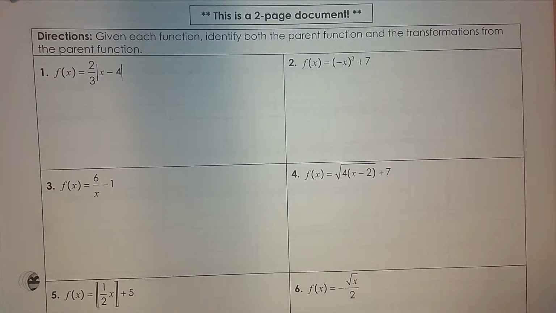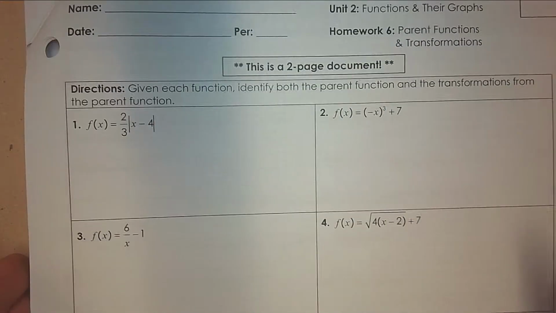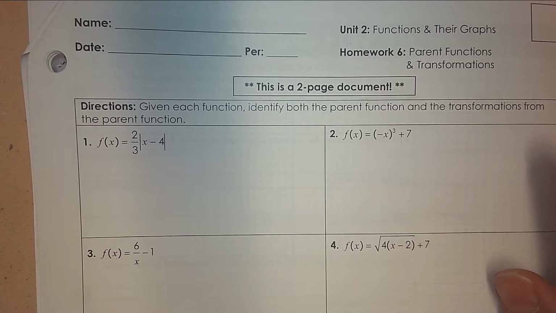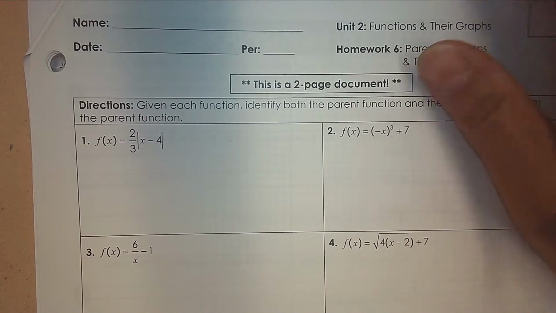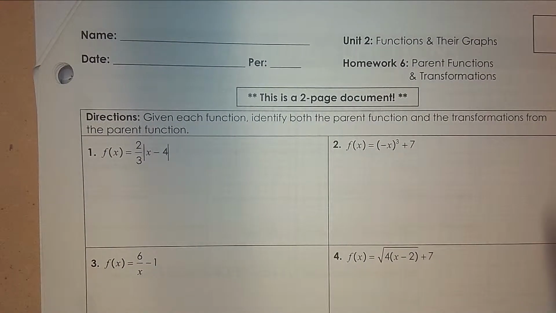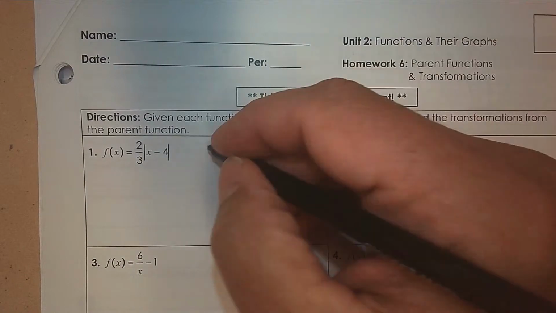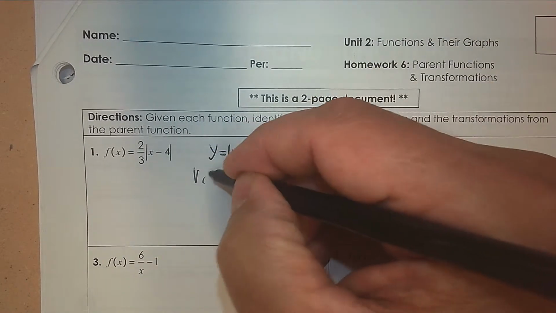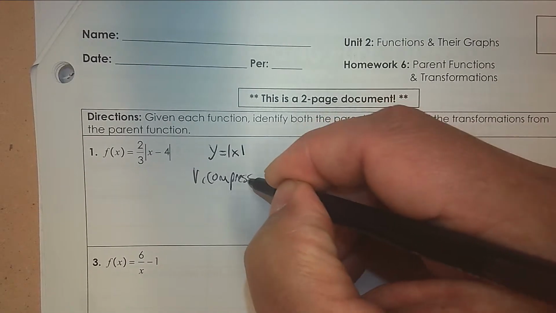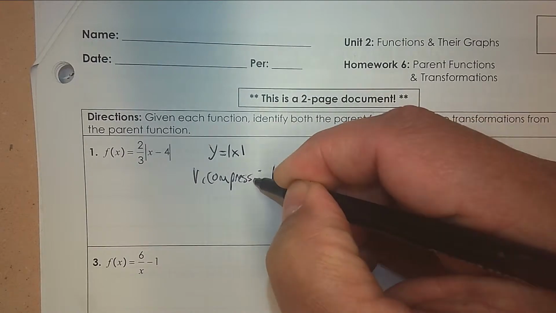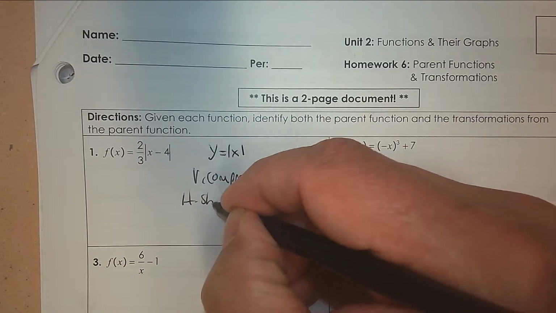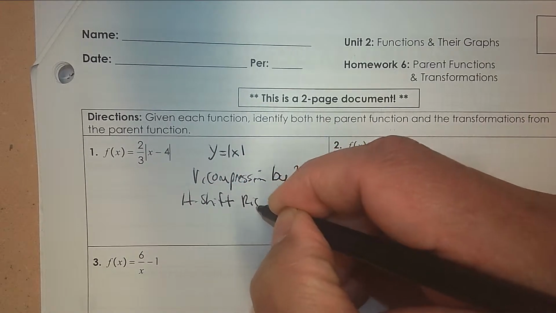All right, so here we are practicing what we just did a lesson on, understanding parent functions and transformations. So given each function, identify the parent and transform and so on, and write down what the transformations are. So let's start. This is an absolute value. There it is. That's the parent. What's happening on the outside? So 2/3 actually means it's less than 1, so it's a vertical compression by 2/3. And then inside, what direction is it going? So it's horizontal, and it's going to the right, 4.